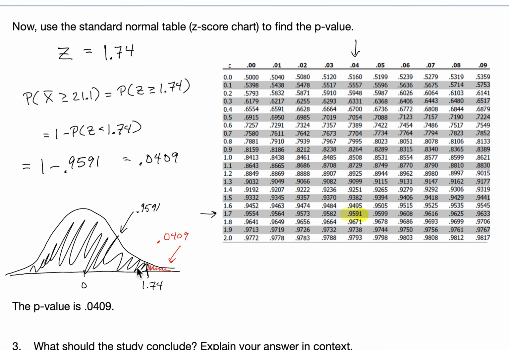But remember that the z-score chart always gives the area under the curve less than or equal to that z-score. So that 0.9591 is the probability of being below 1.74. What we're looking for with the p-value is the probability of being at least as extreme as 1.74, so the probability in the tail, not in the body. Since the total probability under the curve is 1, the probability we want in the tail is 1 minus this probability here. Anytime we have greater than with the table, we do 1 minus that value to find the smaller value in the tail. So 0.0409 is our p-value.